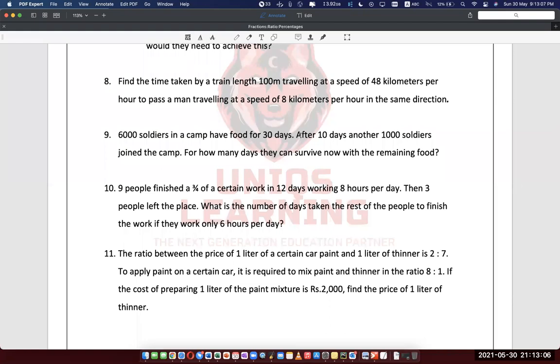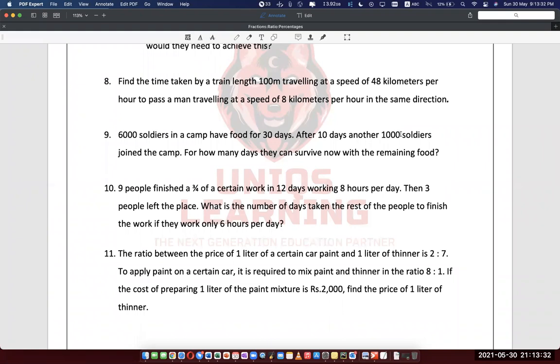Then after the new soldiers join, what happened? The number of soldiers increased, right? So 1,000 soldiers joined. That means the number of soldiers became 7,000. Then what happened to the number of days? We don't know, just put x.